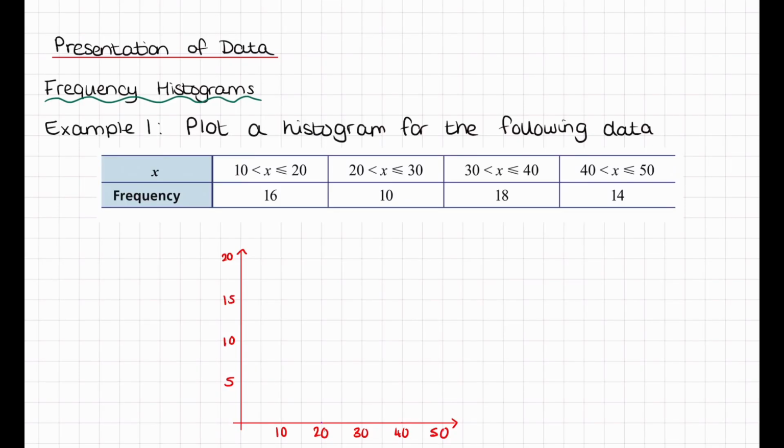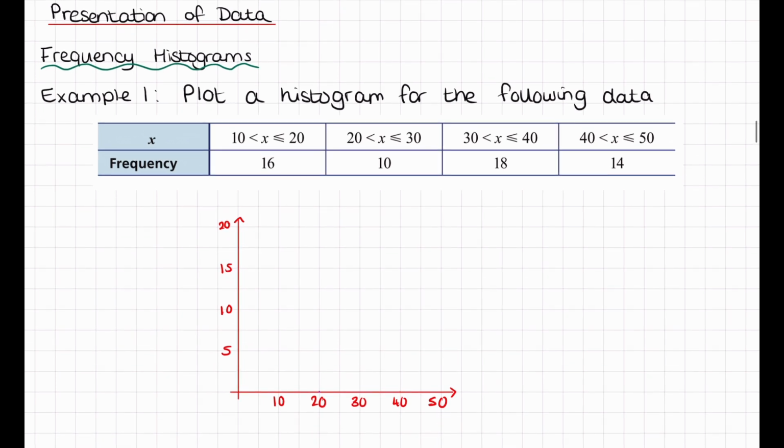This video is on presentation of data. We're going to first quickly look at frequency histograms, and we're just going to go straight into the example of plotting a histogram for the following data. Because we have grouped frequencies here, it means we're going to be having a histogram, which is where our columns do touch. We don't have spaces between our columns because it's got to include everything between 10 and 20, 20 and 30, 30 and 40, 40 and 50.